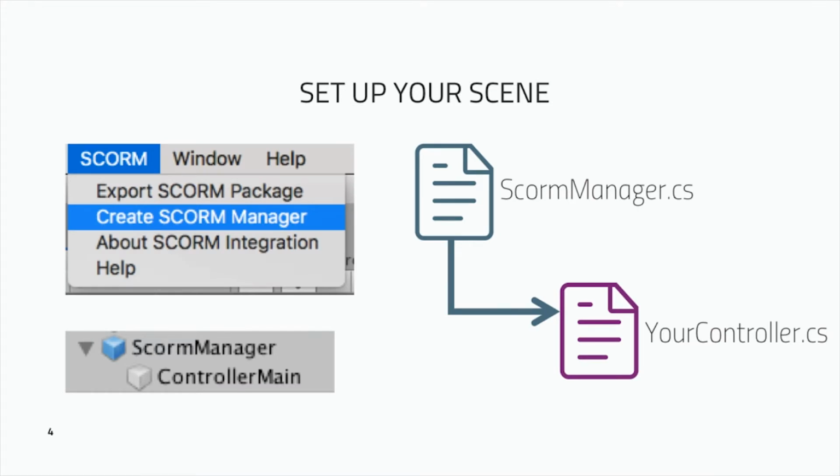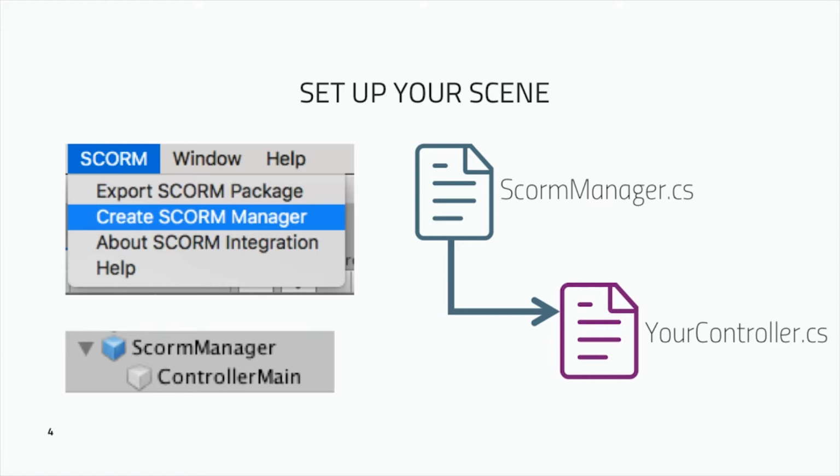So let's look at setting up your scenes. When you want to integrate the SCORM kit with your code, you have to set up the scene in a specific way because of the way that the integration kit has been architected. You basically just use the new SCORM menu that will appear in the Unity3D editor. Click on SCORM and then click on the Create SCORM Manager button. Now this will create a new game object in your hierarchy called SCORM Manager. You can see that on the left-hand side.